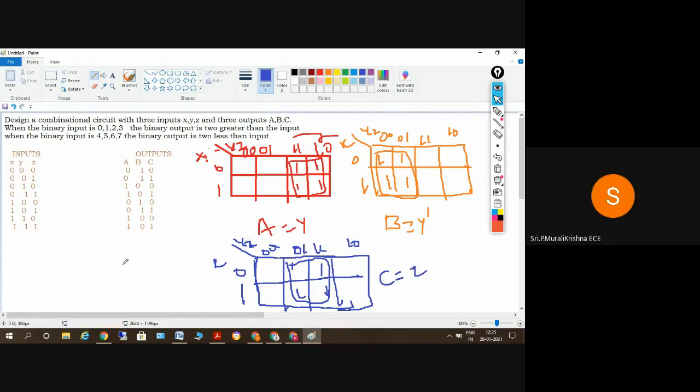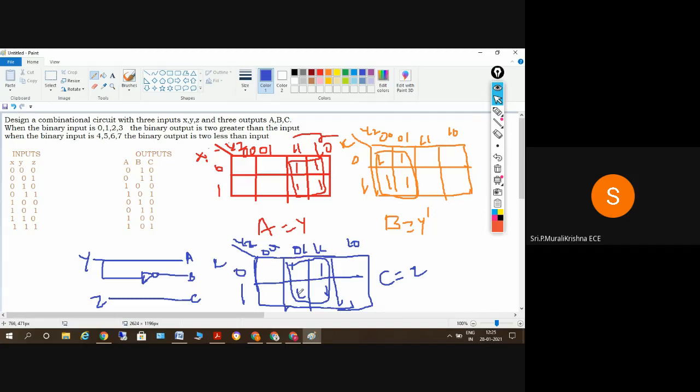So just the circuit diagram, the values will be like this. So y is equal to a, and y bar, so use an inverter, will be equal to b, and z is equal to c. Okay, so this is how the problems will be generally. The problems will be very lengthy, but you may get a simple solution for this.